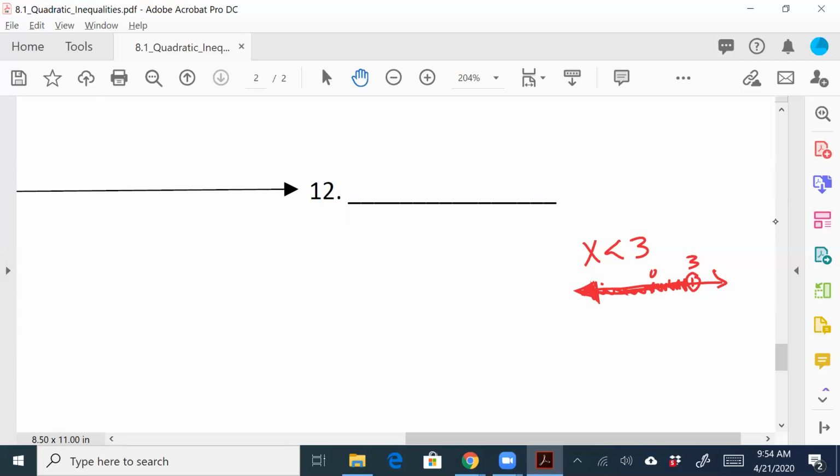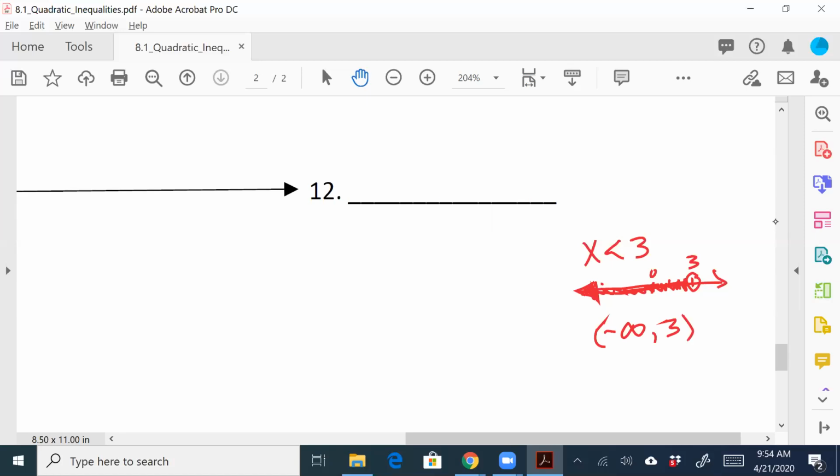If we're looking at what it looks like in interval notation, this goes all the way to negative infinity. But since negative infinity is not something you can actually arrive at, it's not a number it can be equal to, we use a parenthesis. And because it's x less than 3, not less than or equal to 3, we put 3 over here and we use, again, a parenthesis.